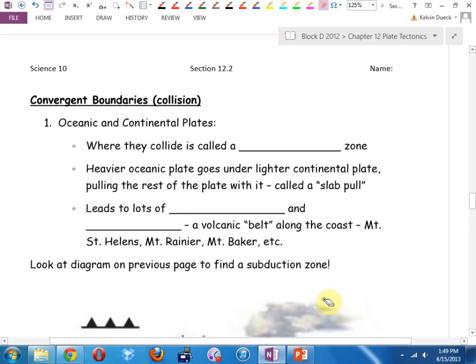We have convergent boundaries. And you can remember convergent, if you don't know what the word convergent means, collide also begins with a CO. Convergent is where they collide. We have oceanic and continental plates. Where they collide is called a subduction zone.